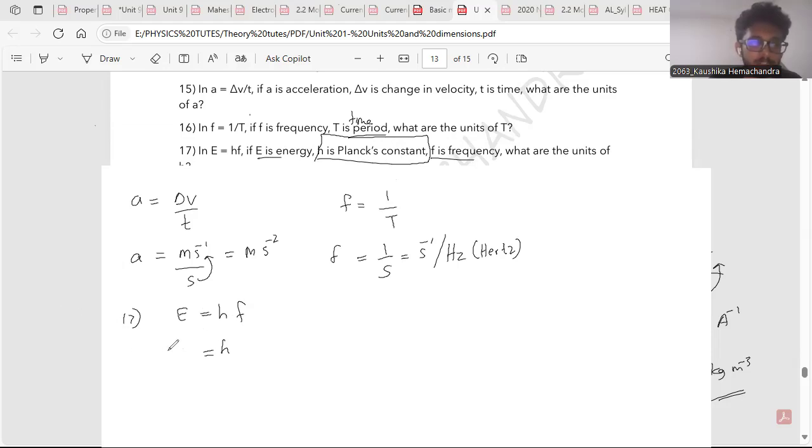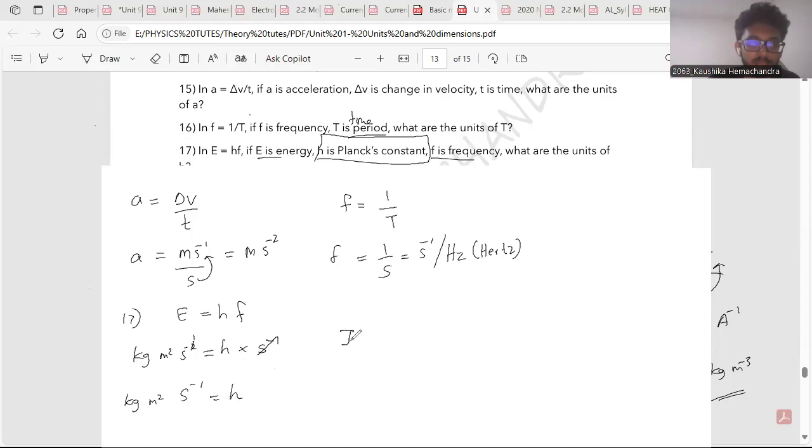First we'll do it the normal way. Kilogram meter square per square second into frequency per second. So the minus 2 gets cut with minus 1. Because when it comes to this side, it becomes s to the power plus 1. Then minus 2 plus 1, remaining minus 1. Kg m squared s minus 1 is h.